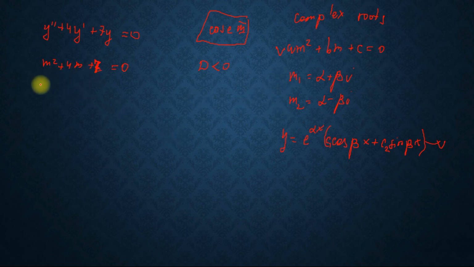If you find from here m1 and m2, what will they be, guys? Let's find the discriminant. What will the discriminant be here? It will be 16 minus 4 multiplied by 7 and multiplied by 1, which is equal to what? Here will be 28, and 16 minus 28 will be minus 12.